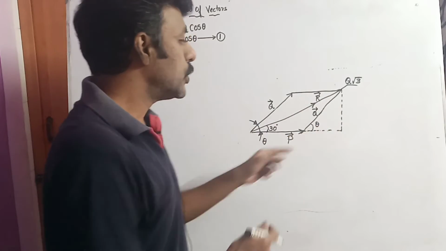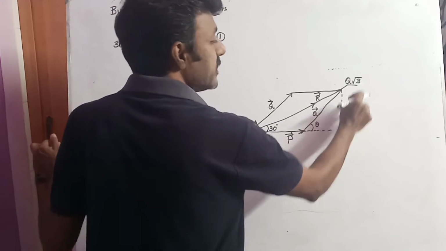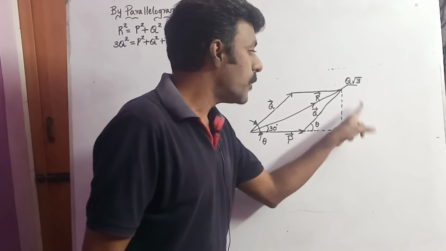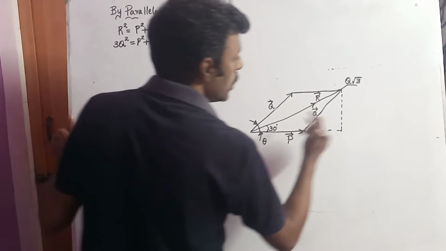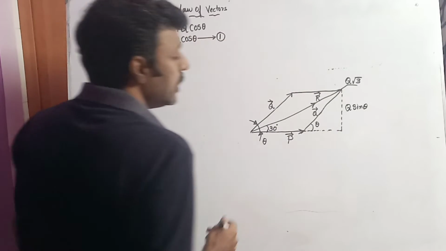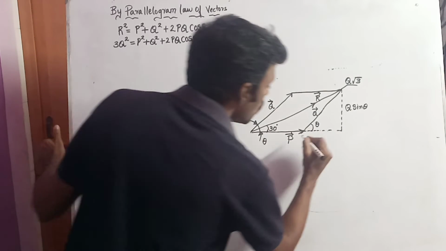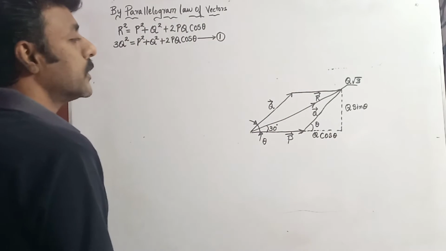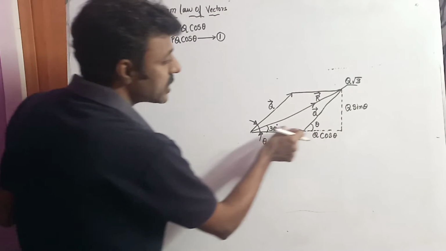So now, since this is q vector and this is angle theta, I'm going to consider the opposite side of this right angle triangle. The opposite side of the right angle triangle will be q into sine theta. Similarly, the adjacent side of this right angle triangle will be q cos theta. Q cos theta.